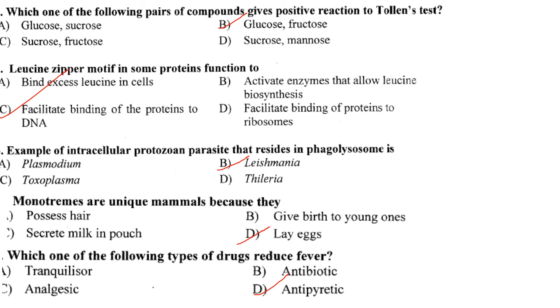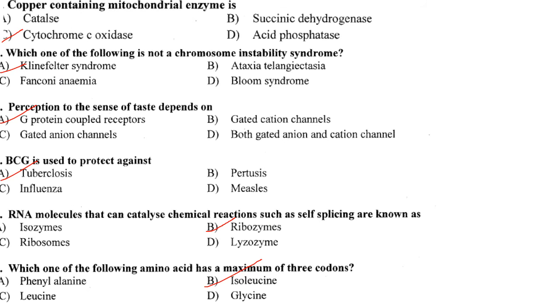Monotremes are unique mammals because they lay eggs rather than give birth to their offspring. So monotremes are unique mammals. Then which one of the following type of drugs reduce fever? So it is antipyretic that reduces. Copper containing mitochondrial enzyme is, answer is cytochrome C oxidase. Option C.